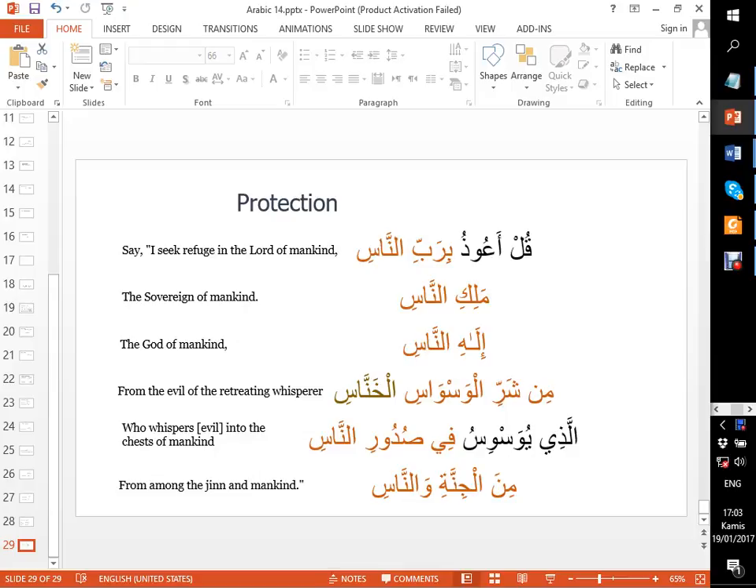Even as you, it's one way. So if you find this word with ya, alif, nun, or ta, it will be present tense.